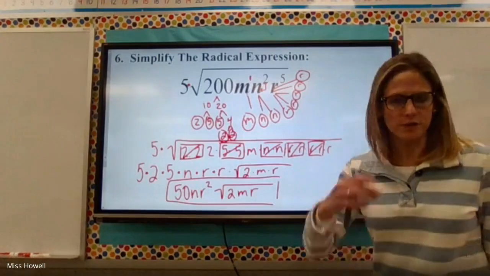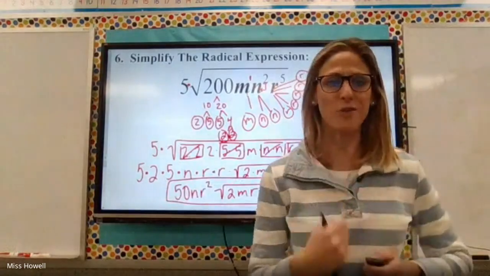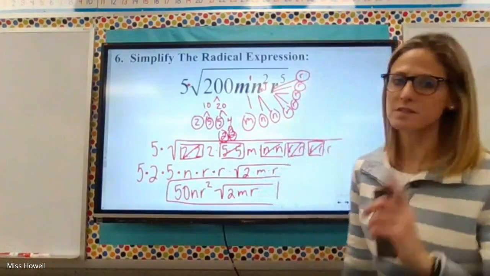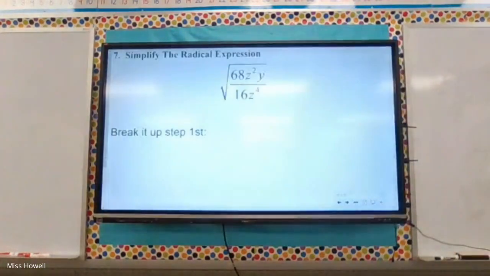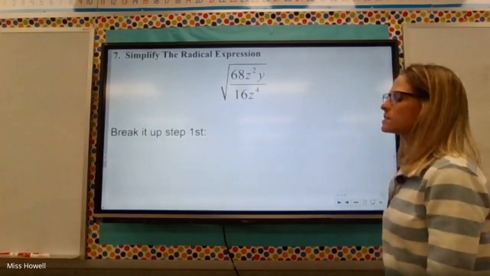Our goal for the second part of learning today is, what if we have a fraction that's underneath our radical sign? And how do we go about simplifying? It's a little bit tricky. So if I have something that looks like this, the square root of the fraction 68z to the second times y on top, all over 16z to the fourth.